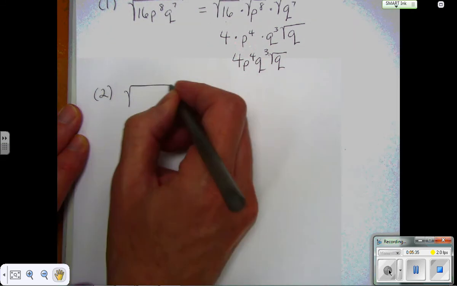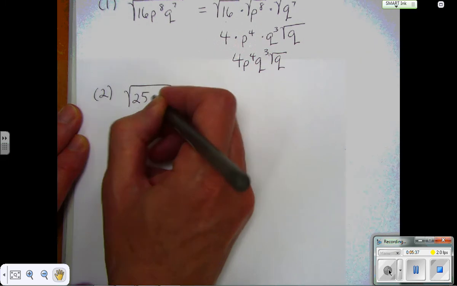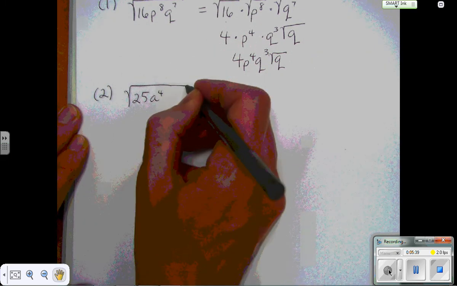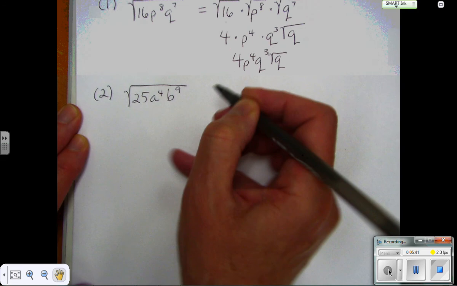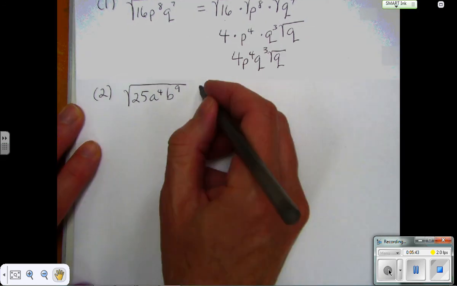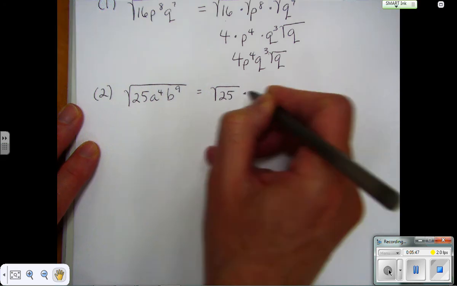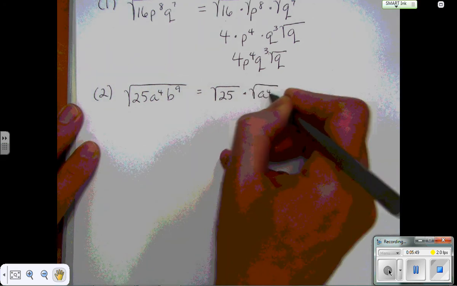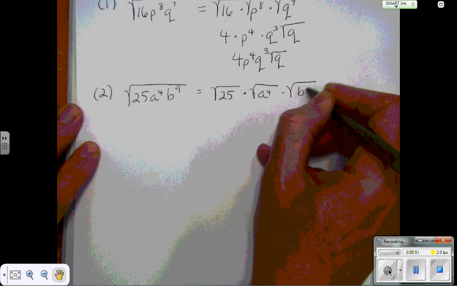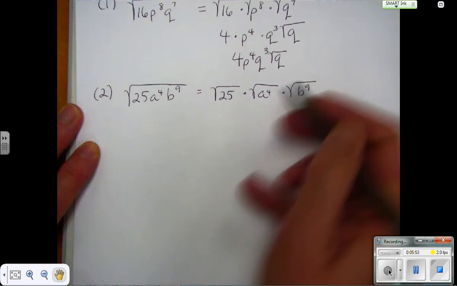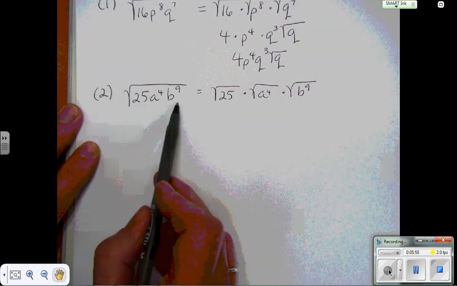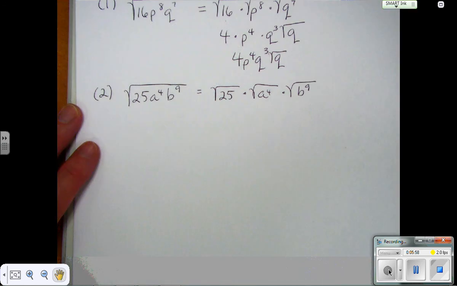Square root of 25, a to the fourth, b to the ninth. So if I broke it up into separate factors, I'd have the square root of 25 times the square root of a to the fourth times the square root of b to the ninth. Now you don't have to do it like this. If you're fine with how it's originally written, you can just simplify it from that.